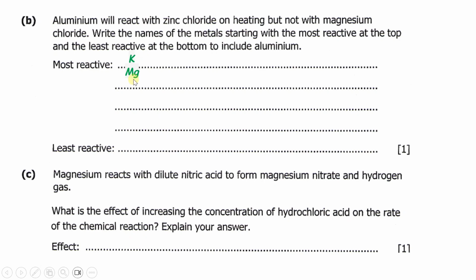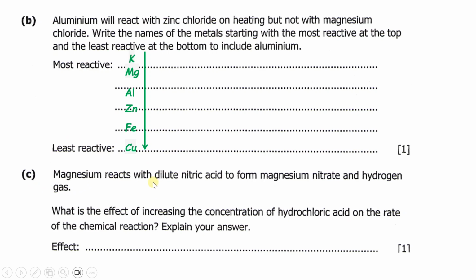Potassium at the top, then magnesium. I've used the symbols. So potassium, then magnesium, then aluminium, then zinc, then iron, then copper. So this is the order of reactivity: most reactive at the top, least reactive at the bottom.